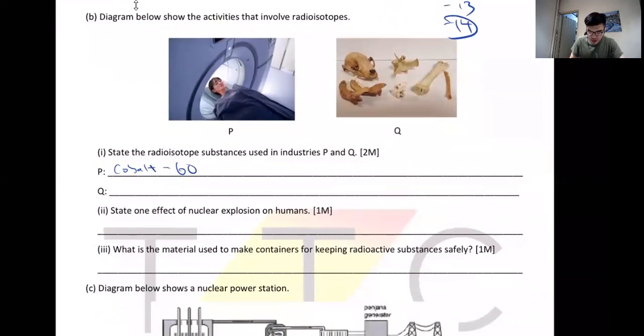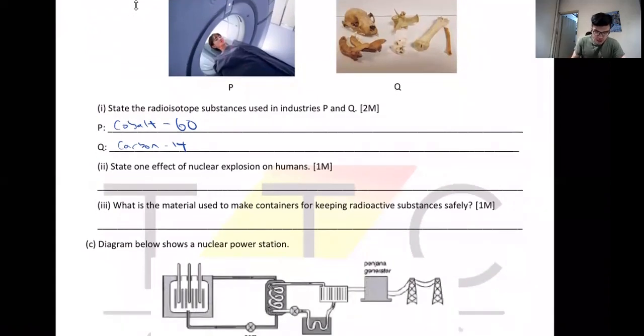Okay, cobalt 60. And then Q, this is your carbon 14. This artifact one. This is your fossil one. Okay, so carbon 14. So number 2, state the effect of nuclear explosion on humans. This question here. This is your chapter 11. Okay, if you still remember nuclear explosion, what will it do? Okay, any answer that makes sense will score here.